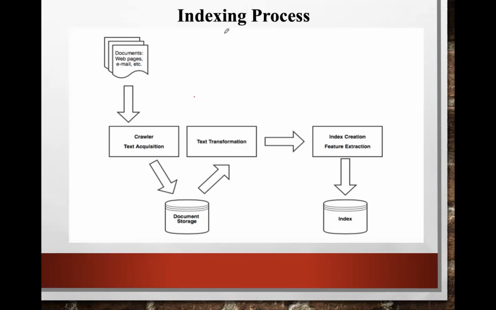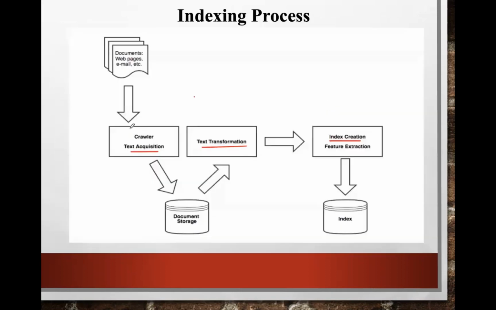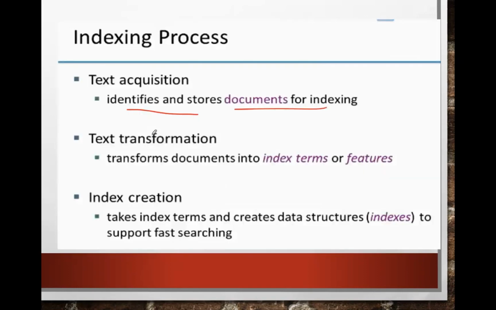First, let us discuss the indexing process. There are various steps here. The first is text acquisition, then text transformation, and then index creation. Coming to text acquisition, it identifies and stores documents for indexing. The web crawler will select and retrieve the documents to be indexed.